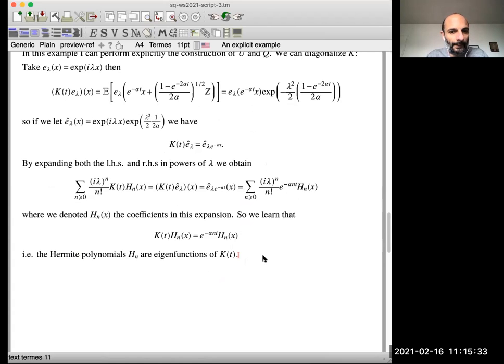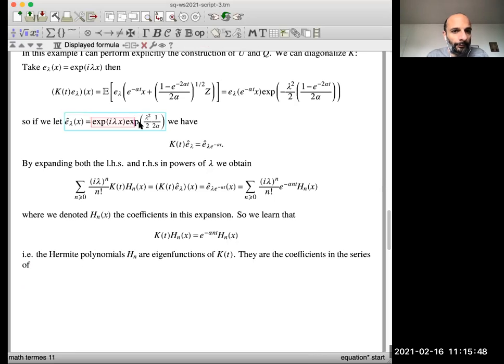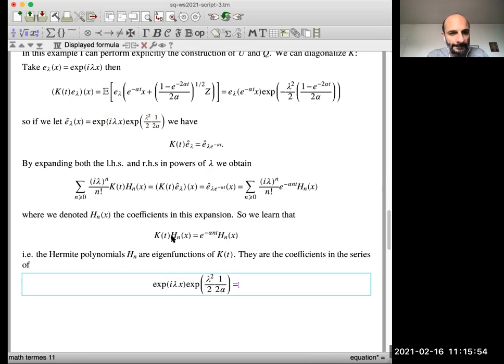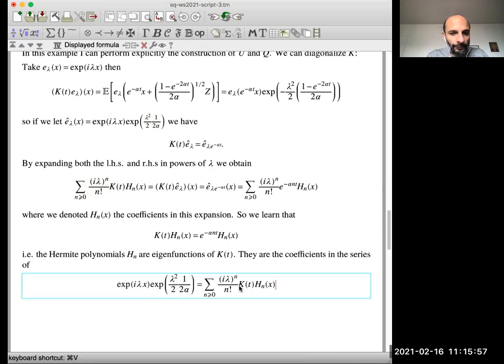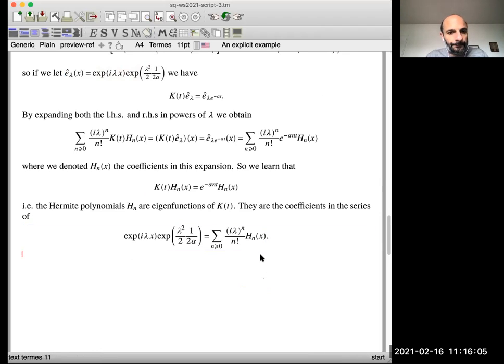They are the coefficients in the series of this quantity. So just to record this property: you don't just take the complex exponential, you take this strange exponential, and you say they are the coefficients in this expansion. They are defined combinatorially by this formula. So the end result of this computation is that we have diagonalized the operator K.